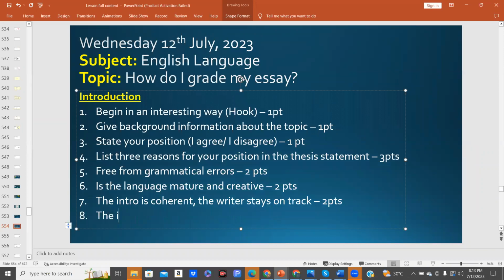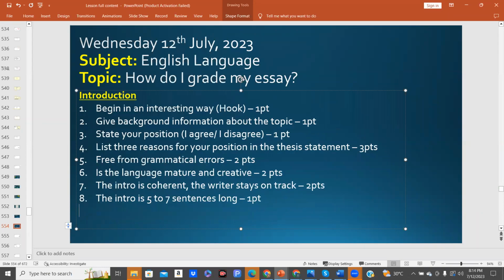Next thing is length. The intro is 5 to 7 sentences long. If you get that, what do you think? 1 point. So in total, how many points is the introduction worth? 1 point for the hook, 1 point for the background information. Yes, 13 altogether. 13 points.